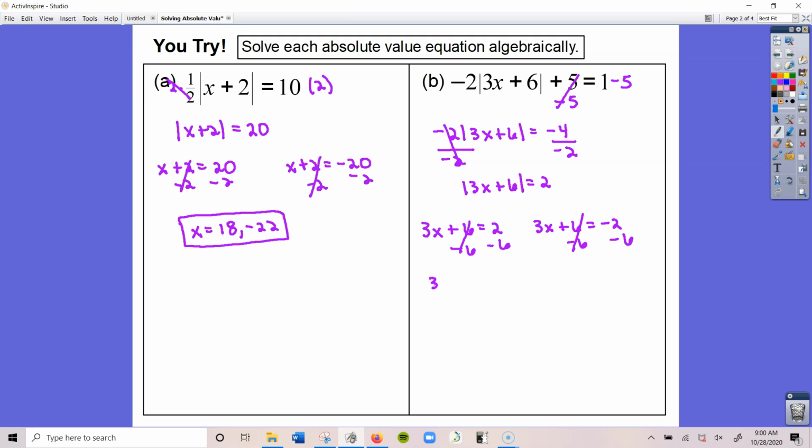And I get for one equation, 3x is equal to negative 4. And for the other, I get 3x is equal to negative 8. Then I would divide each one by 3. And since I can't do anything with these fractions, these are my answers. x is equal to negative 4 over 3, as well as negative 8 over 3.